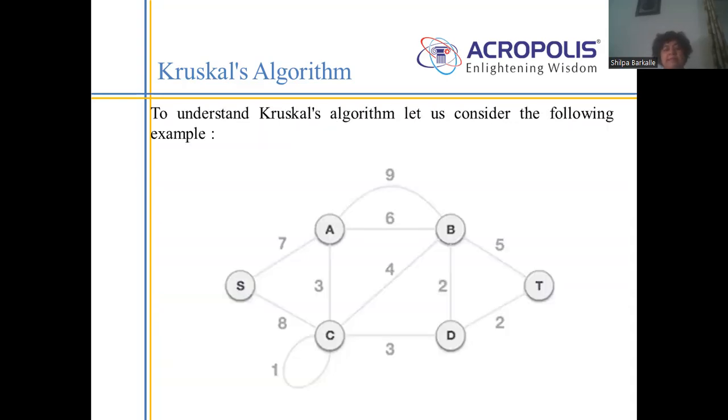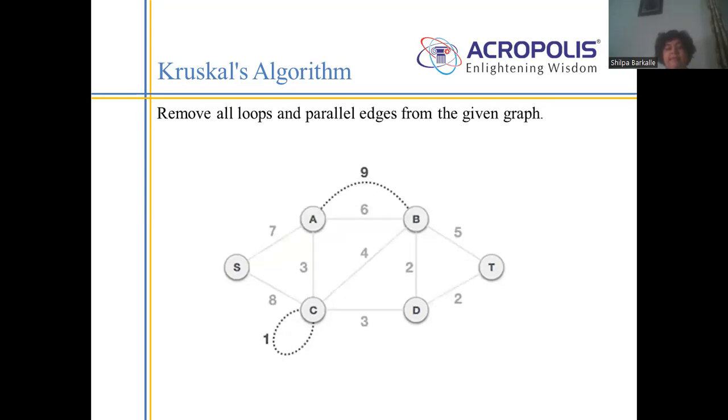So let us understand whatever we have learned about Kruskal's algorithm from this example. This is the graph which we have in front of us. The first step that we have seen was to remove all the parallel edges and loops. As is evident from this graph, it has one loop. What is a loop? When an edge connects to itself, it is called a loop.